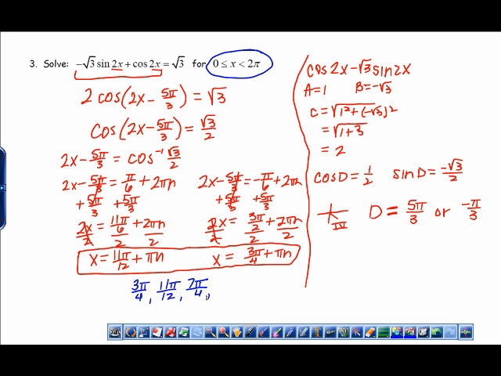Same thing here with the 11 pi over 12. If I add pi, that's like adding 12 pi over 12. That's going to give me 23 pi over 12. This is just barely less than 2 pi. And these are my 4 particular values. Now that is a lot of steps, but each step individually is not that bad. It is going to take some practice. Bring your questions to class tomorrow. The second half of this worksheet we're going to do in class.